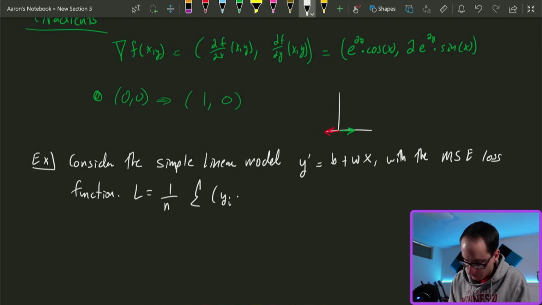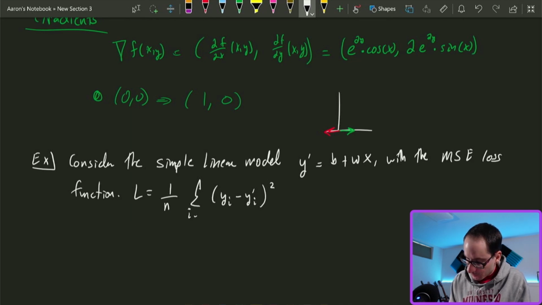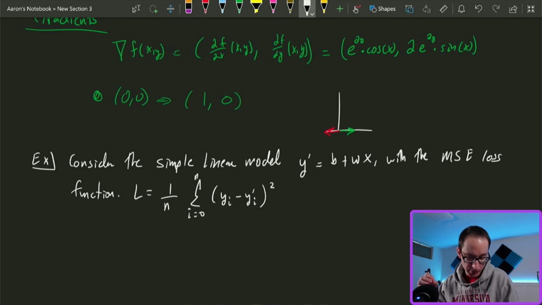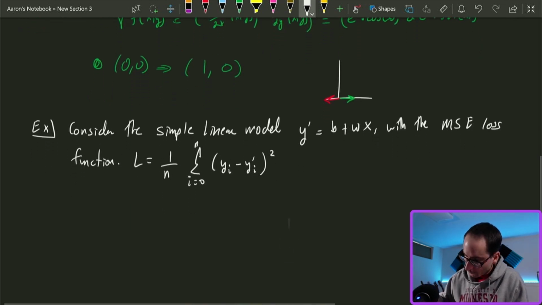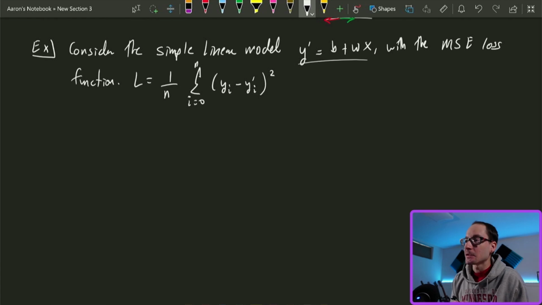So I'll take my observed values, the yi's, and I'll subtract the predicted values. The y prime here is my predicted values for that notation. Square it, that's my error. And I want to sum over all of my data points, so I'll say i goes from 0 to n. So for our loss function, if this is our predictions, then we can put that in for the y primes.